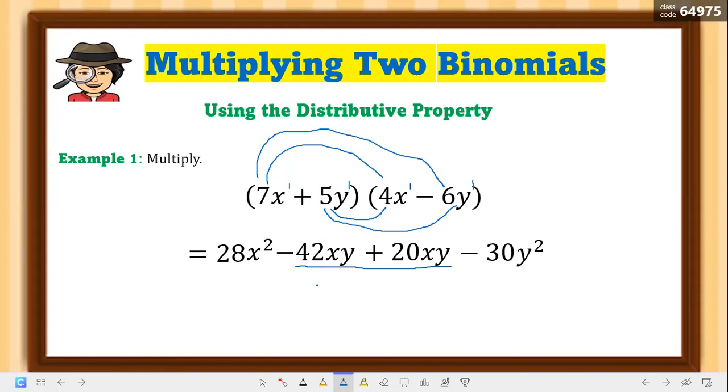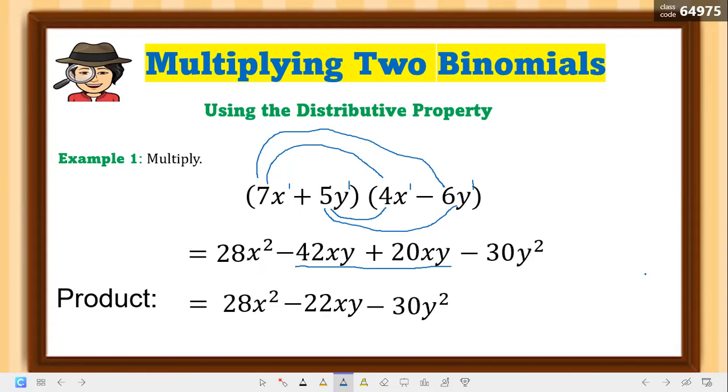Negative 22xy. Okay, very good. So, since mas malaki yung negative, kaya copy the sign. Okay, since wala tayong like terms ni 28x squared, ikakopy lang po natin yan. And the sum of this is yung nabanggit kanina, negative 22xy. And also, i-bring down mo na lang yung negative 30y squared. So, yan na po yung ating product of the two binomials.